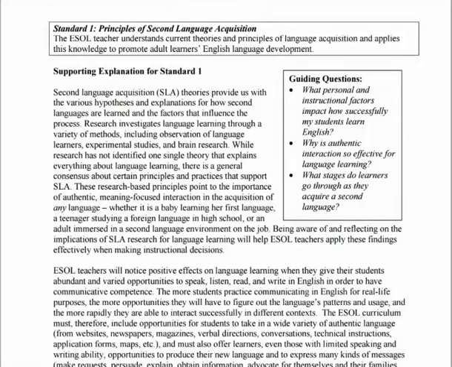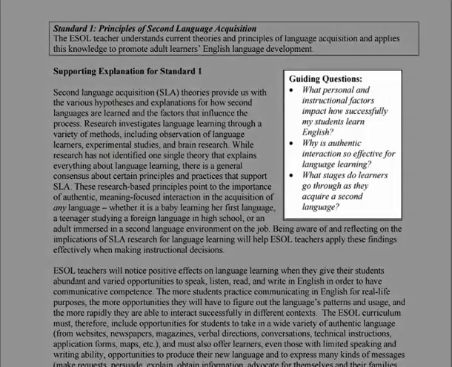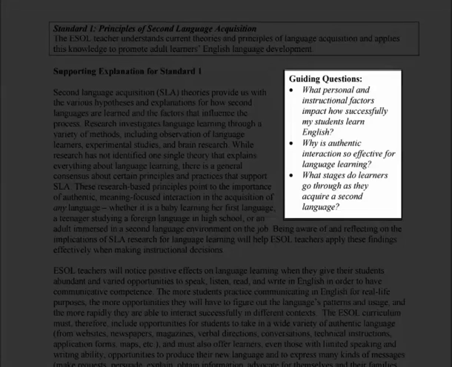Next, notice the guiding questions in the box on the right. Each standard is accompanied by 3 pre-reading questions to encourage teachers to reflect on their own prior knowledge and to stimulate reflection about teaching beliefs. Reviewing these guiding questions with colleagues within the same program can help ground an understanding of how the standards can inform the particular needs and goals of that program. Now pause this presentation and read the guiding questions in this Principles of Second Language Acquisition example.